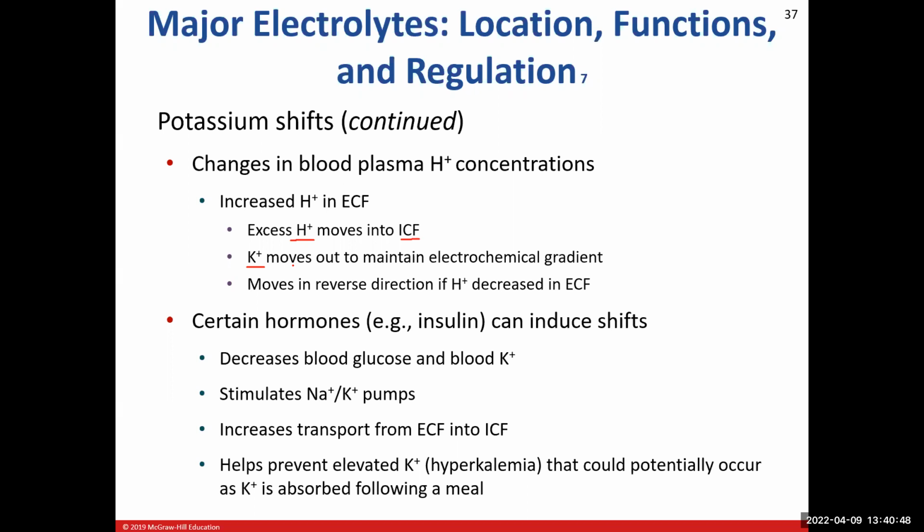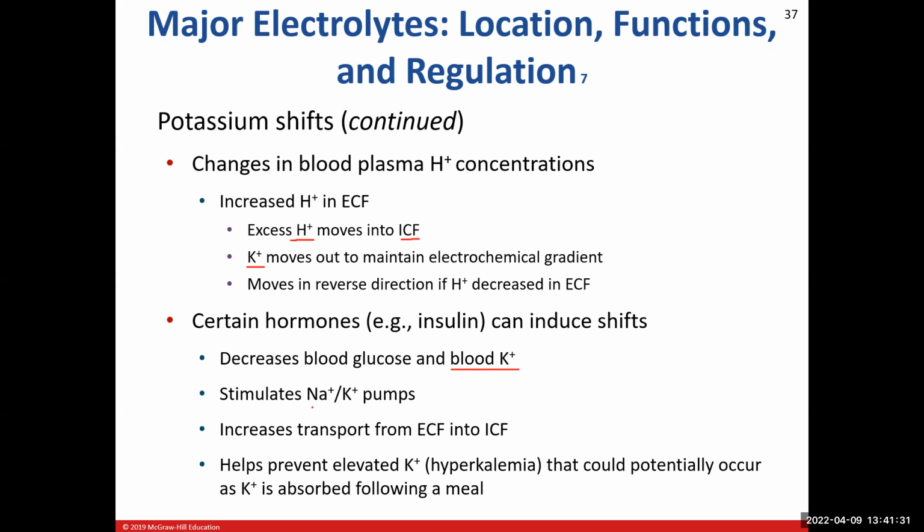And then the final thing that can cause potassium shifts are going to be certain hormones. Now, the hormone we're going to talk about here is insulin. As we know, insulin is going to regulate our blood glucose levels, blood sugar levels. So as we know, insulin is going to decrease blood glucose levels. It encourages cells to uptake glucose. So with insulin, we'll get a decrease in blood glucose levels, but at the same time, we'll notice that we also get a decrease in the potassium ion concentration in our blood. That is one of the effects that insulin has.